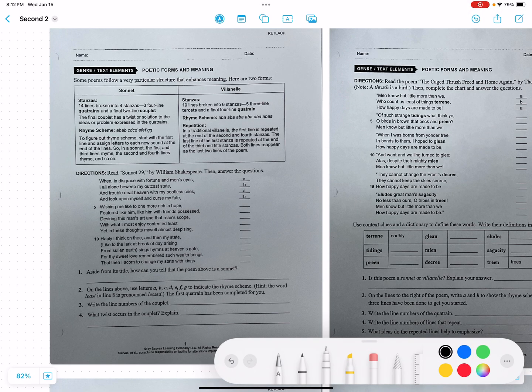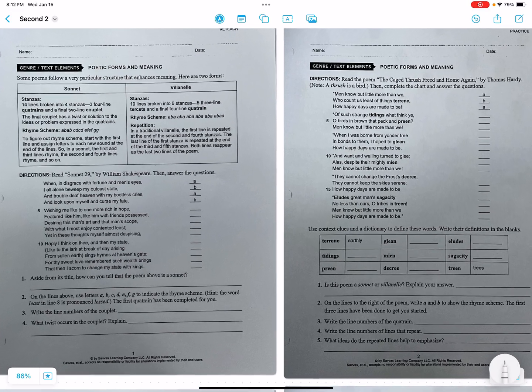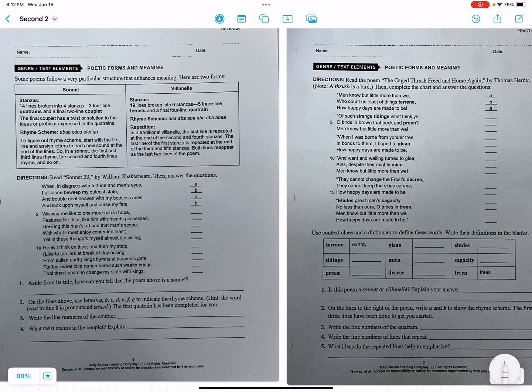Okay, so we talked about this last week. We talked about sonnets and villanelles. This is just more of a touching base, see if you can do it on your own or in your groups kind of deal. So we get more insight as to what a sonnet and villanelle are. These are our identifying features. Okay, these are what's going to tell us the difference between a sonnet and a villanelle.